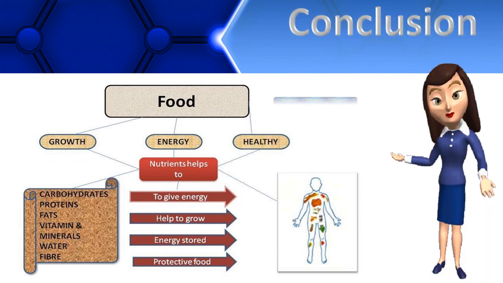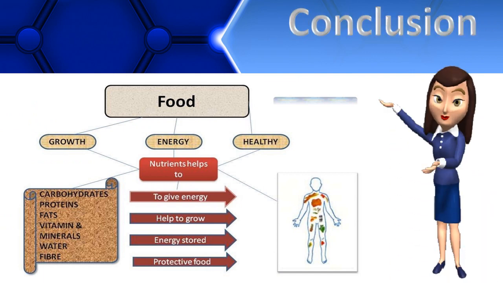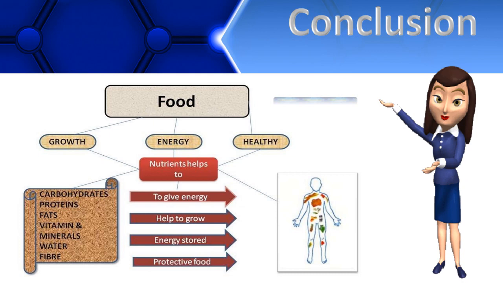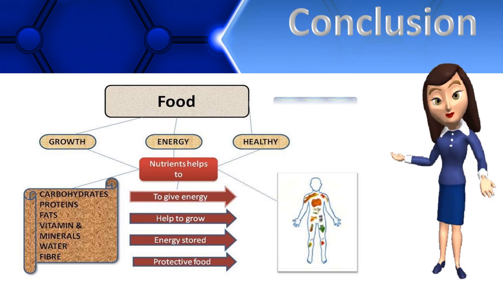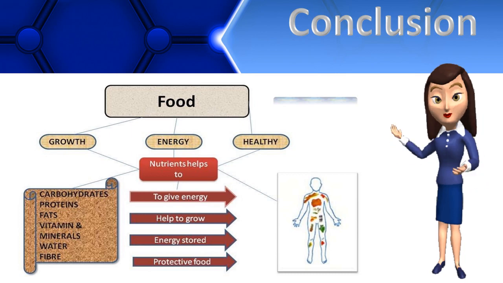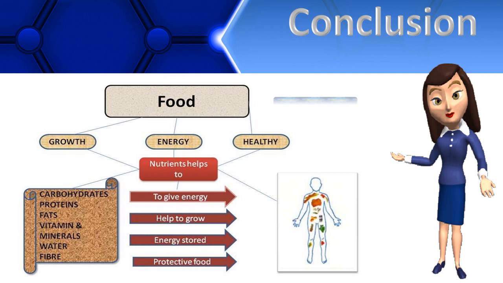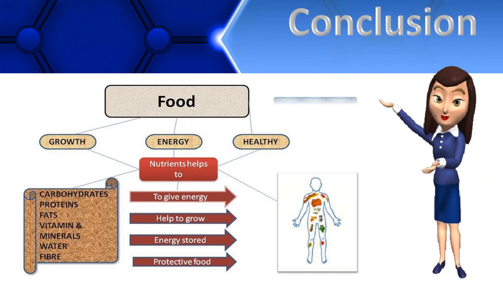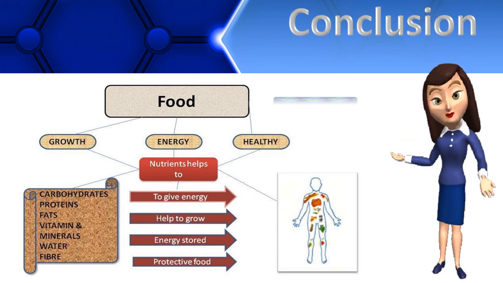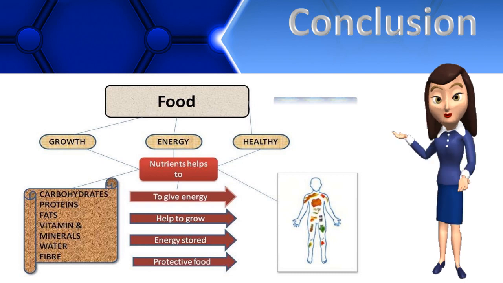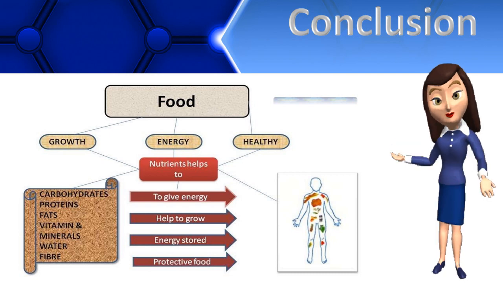So students, I would like to conclude this part of the lesson by saying that the food we eat contains various components such as carbohydrates, proteins, fats, vitamins, minerals, water, and fiber. All these components of food are together called nutrients. They give us energy, help us to grow, help us to store energy, and help to protect our body from several diseases.